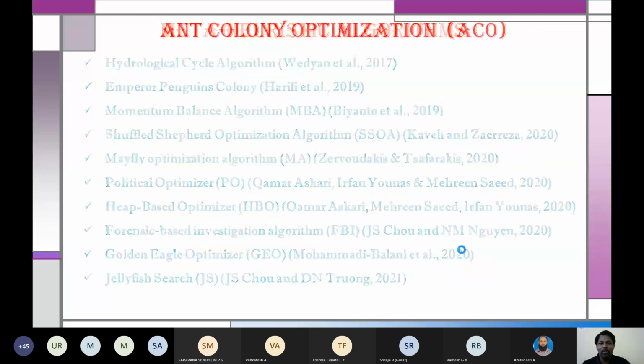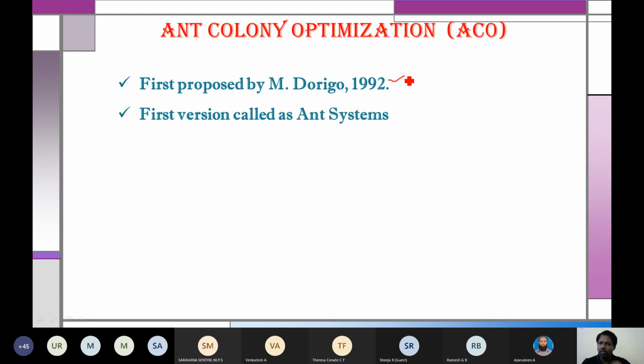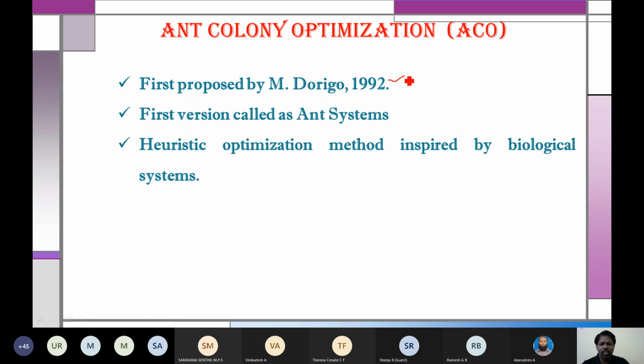Now let's move on to ant colony optimization. Ant colony optimization was first proposed by M. Dorigo in the year 1992. He was doing his PhD, and in his PhD thesis he proposed this algorithm. Initially, it was called ant systems, but now it is called ant colony optimization, ACO.